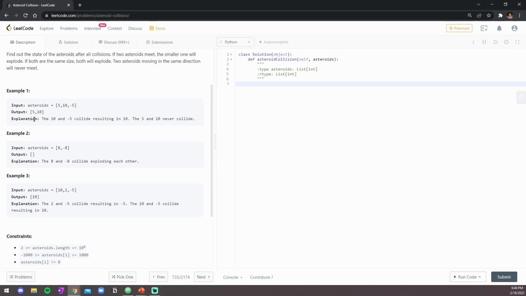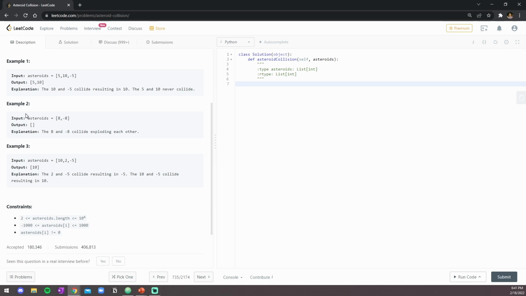Okay, so let's look at the examples here. We're given an asteroids array, and 5 is moving in the right direction, 10 is moving in the right direction, so they both never collide. But then negative 5 is moving in the left direction, so 10 and negative 5 are going to collide. The bigger one out of the two, so 10 is greater than 5, so 10 destroys the 5, so 10 is left over, and 5 and 10 are going to be moving in the same direction and they'll never collide again, so the result is 5 and 10.